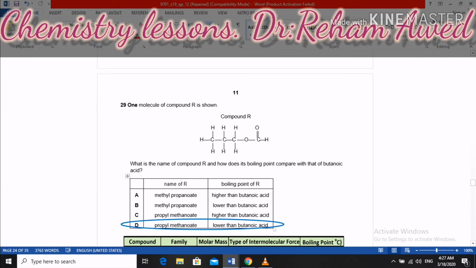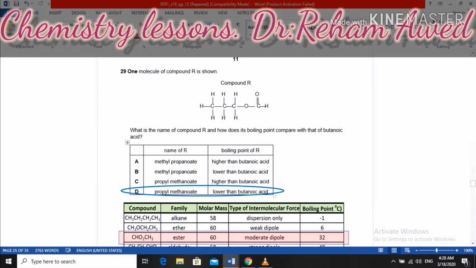And the boiling point of a carboxylic acid is higher than the boiling point of an ester, because each carboxylic acid molecule can form at least 2 hydrogen bonds. As we have 2 hydrogen bond intermolecular forces of attraction, all carboxylic acid boiling points are high. So our choice is propyl methanoate, and its boiling point is lower than butanoic acid.